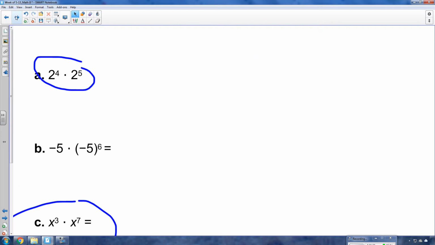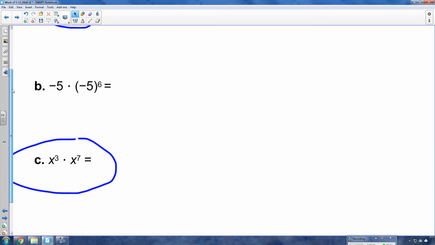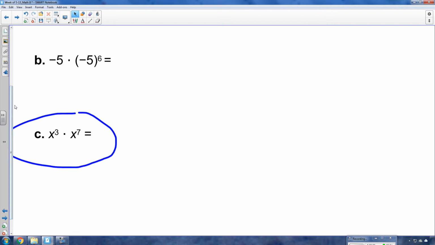So we did a couple of these yesterday. We had this problem and this problem. This one's a little bit weird here, B, because they're not really the same base, but I guess what we could say is, could you say this is to the 1st power still? I would say yes, and we'd have -5 to the 7th power then. So that'd be the answer to that one.